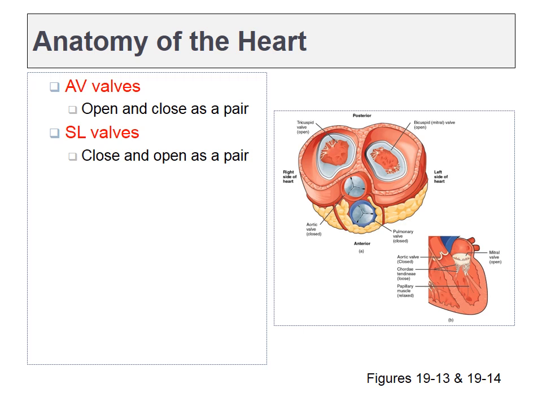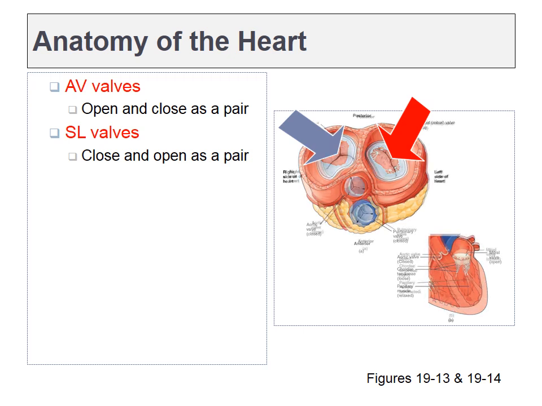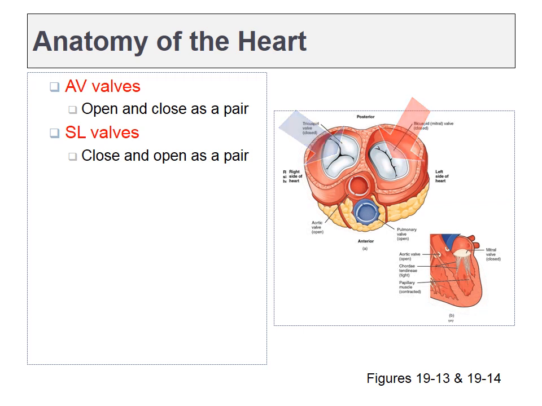The valves close and open in pairs. The 2 AV valves, the tricuspid and mitral valves, close as a pair, and the semilunars will close as a pair. So, in this state, the AV valves are open, and as we are looking from the atria down into the ventricles, blood could be flowing from the atria to the ventricles. But then when the ventricles contract, the AV valves must close off, and the semilunars open up as a pair, and blood is ejected upwards towards the lungs or the body.